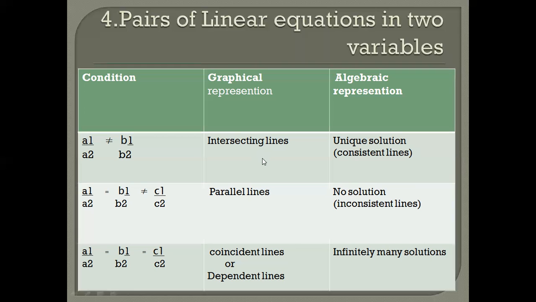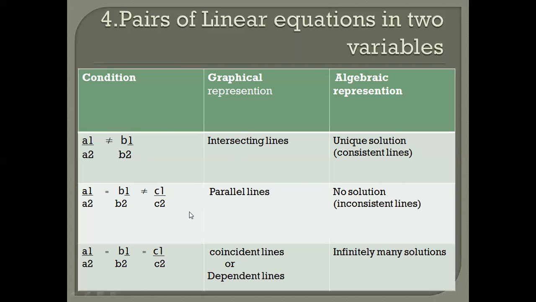So intersecting lines have how many solutions? They have only a unique, or one, solution. Parallel lines have no solution. Coincident lines or dependent lines have infinitely many solutions. Algebraically, you have to consider it this way: take the coefficients of x, which will be a1 and a2, the coefficients of y, b1 and b2, and the constants c1 and c2 for the two linear equations. By taking the ratios, you can immediately identify whether they are intersecting, parallel or coincident lines.